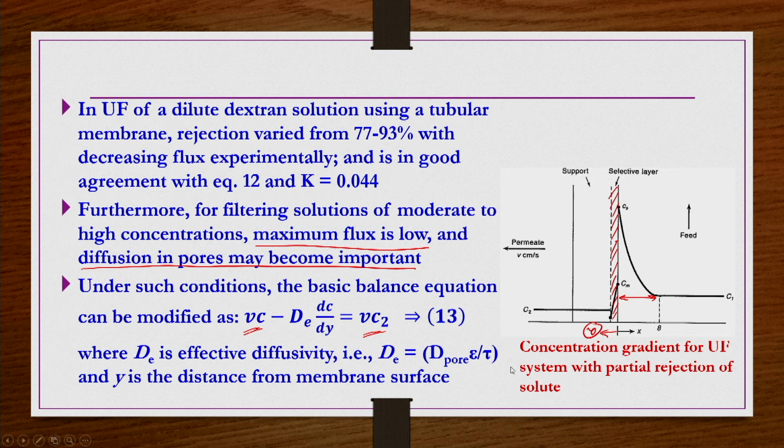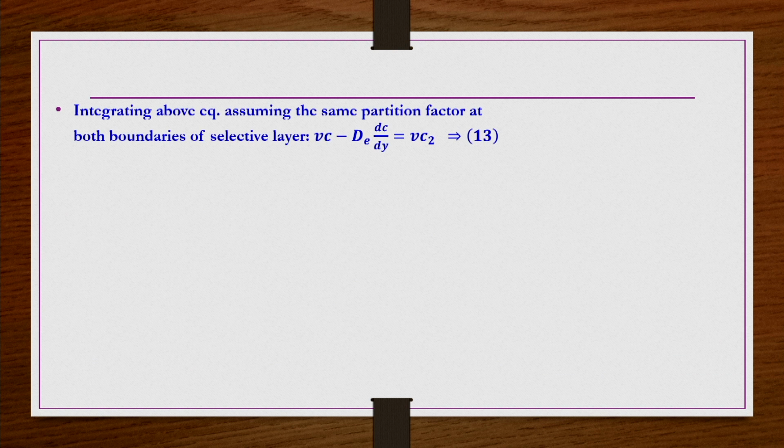So, the limits of y are y equals 0 here, and here y equals L. At y equals 0, C is nothing but Cs. At y equals L, C should be C2, but they have some partition coefficient, they are in equilibrium with each other. So, the corresponding concentration should be multiplied by the partition coefficient k, right. Now this equation will be integrated, applying the boundary conditions exactly the same way that we have done for the concentration polarization.